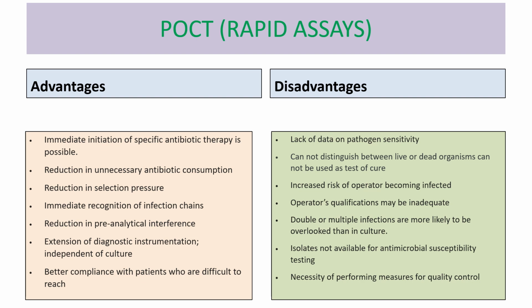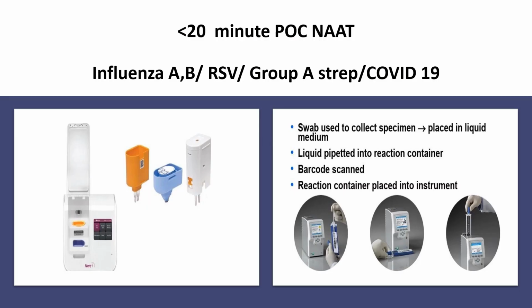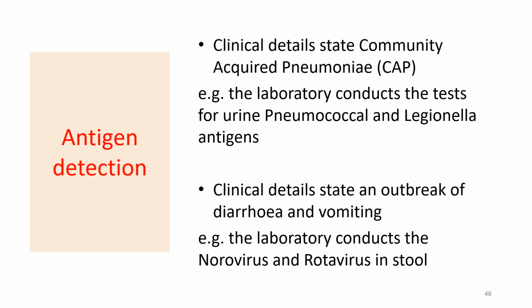However, the disadvantage is that there is a lack of data. You cannot distinguish between live and dead, or contamination or colonization, and isolates are not available for sensitivity testing. The examples of such point of care rapid diagnostic tests include influenza A and B, respiratory syncytial virus, streptococcus or COVID-19 testing. Antigen detection helps the clinical laboratory conduct tests for urinary pneumococcal and legionella antigens.